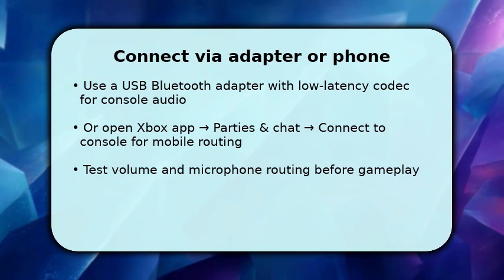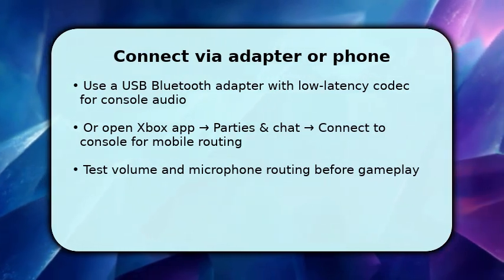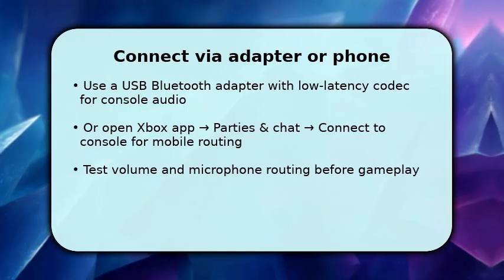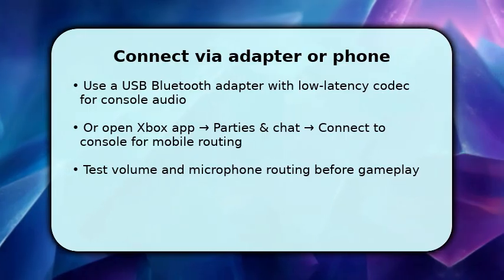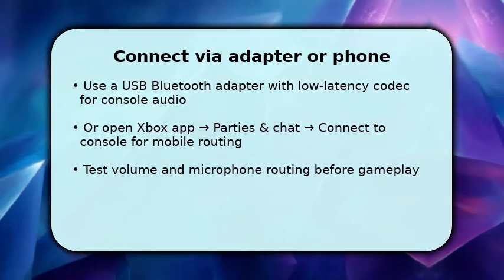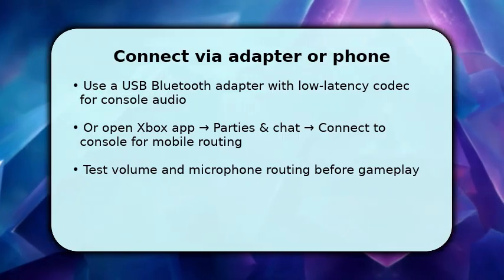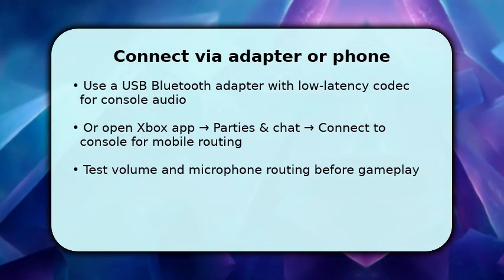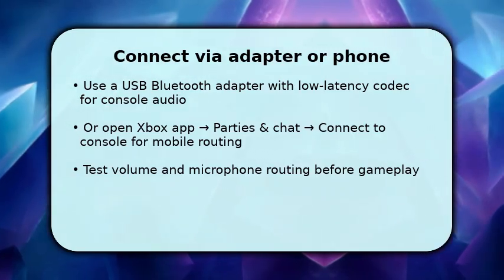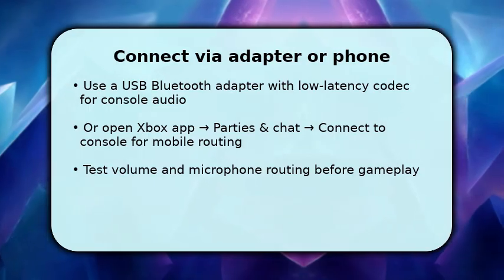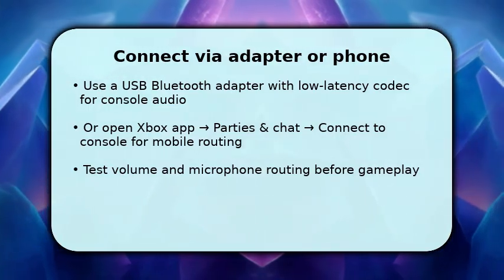Next, you execute the connection method you chose. If you have a compatible USB Bluetooth adapter, plug it into the Xbox, pair the AirPods through the adapter's pairing mode, and select the adapter as the audio device. This provides direct console audio but can limit chat. Alternatively, join a party in the Xbox mobile app, tap Connect to console, then pair AirPods to your phone and route chat through the app. Once connected, adjust volume and mic settings in the app or console so game and chat levels balance properly.